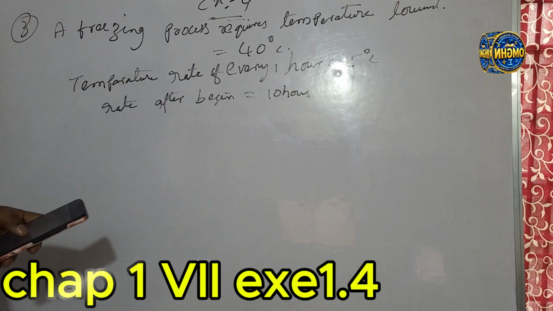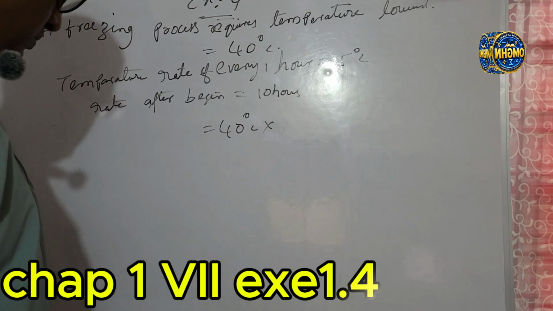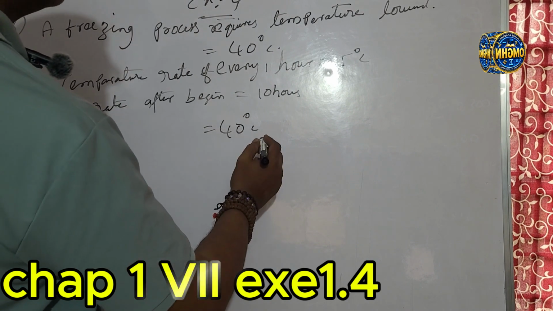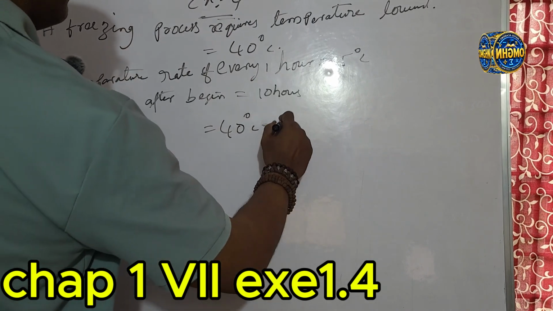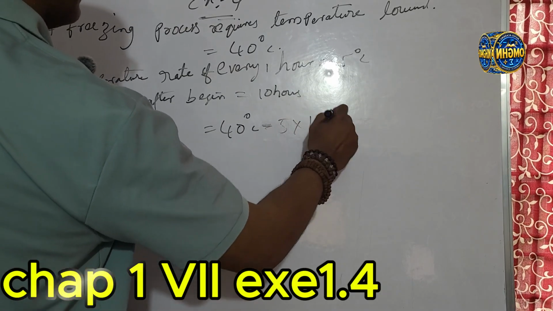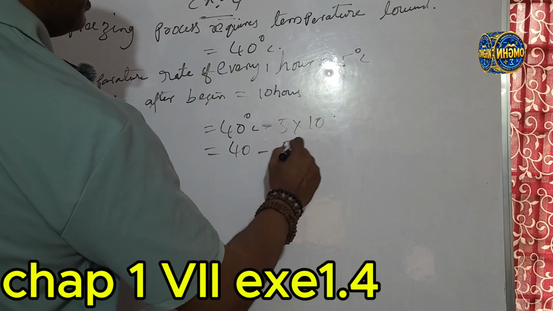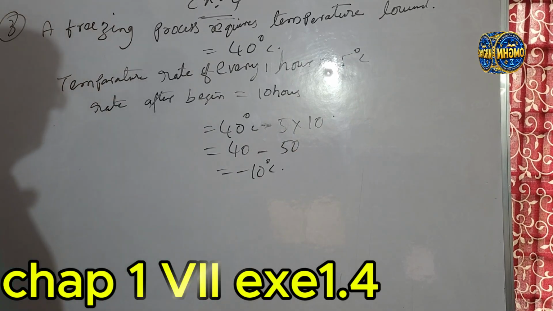Okay. For this sum, what will we do? 40 degrees centigrade minus how much do we have to reduce? 5 into 10 hours. That is 40 minus 50. It is minus 10 degrees centigrade. This is one method. Okay.